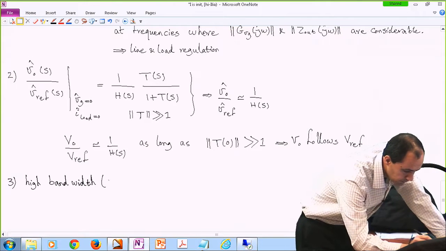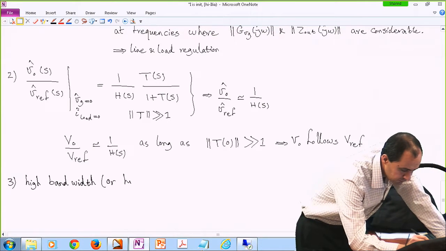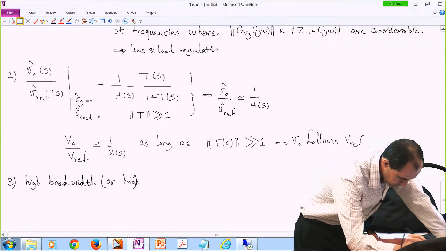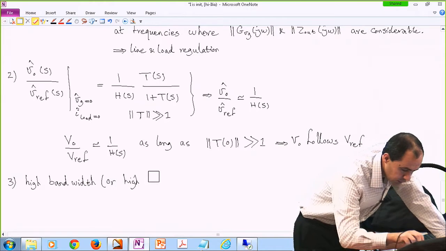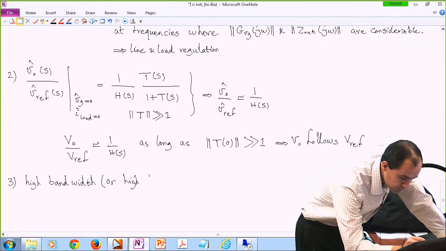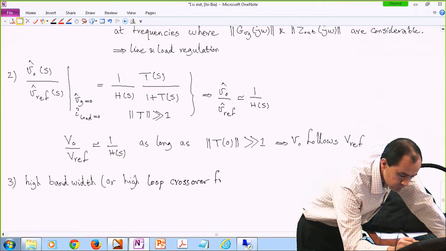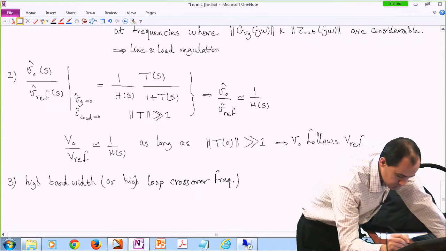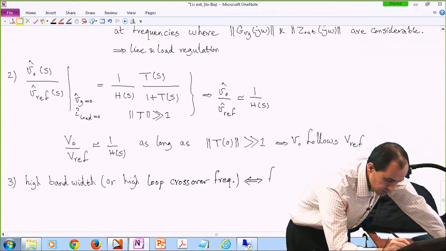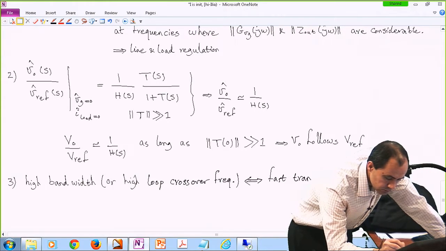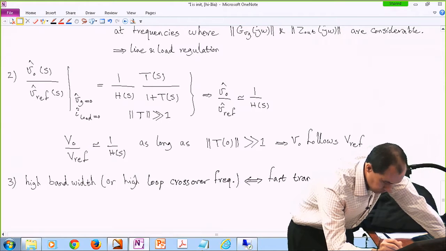Okay, or high feedback crossover loop, basically high. How about high loop crossover frequency? Or basically a fast transient response. Transient response.